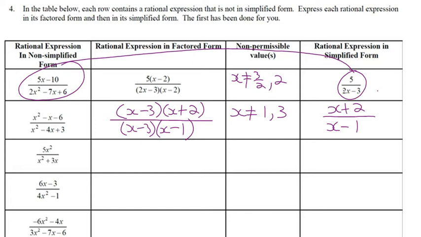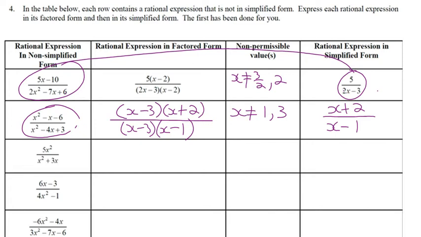Here you could put a 3 in there, it's fine, right? But if you put a 3 in here, it'll work out to undefined. Okay? So we're always interested in the non-permissible values for the original expression, not the simplified one. And that's why we factor, then we state non-permissible values. That's easy to find from factored form. It's not easy to look at x squared minus 4x plus 3 and state non-permissible values. It is easy to look at x minus 3 times x minus 1 and state the non-permissible values.